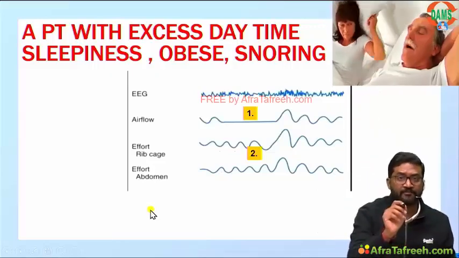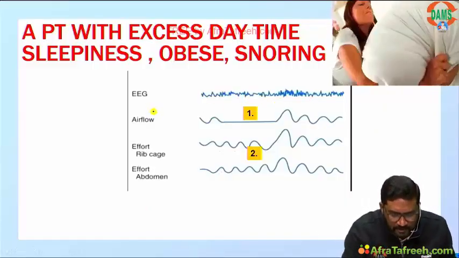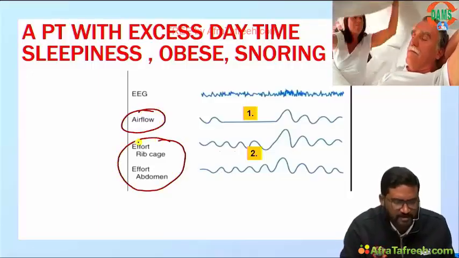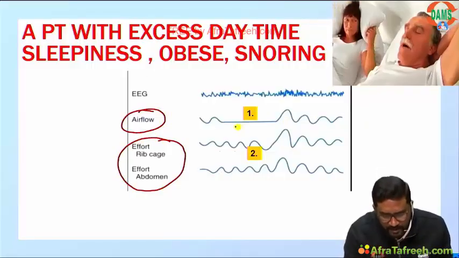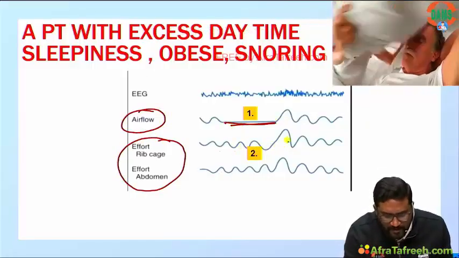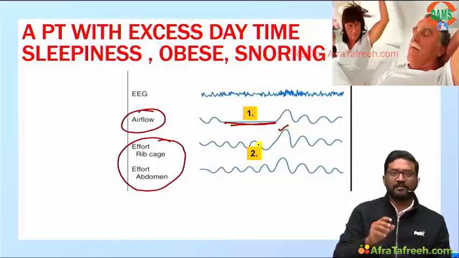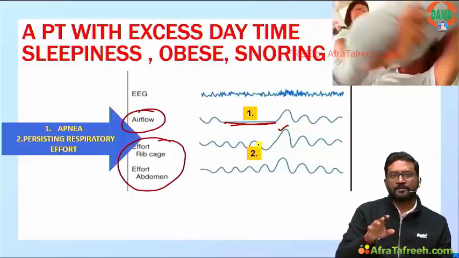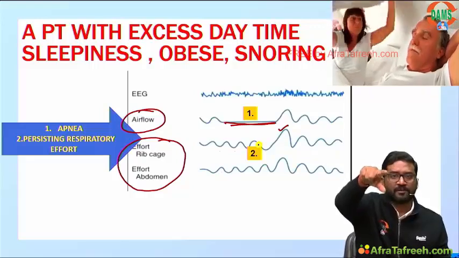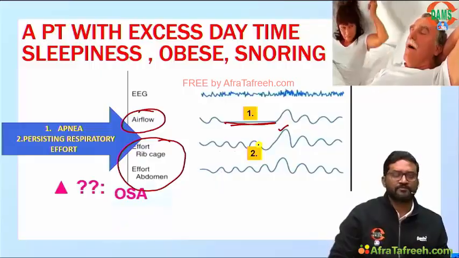Now see here, whenever they give you any PSG finding, only two things you see. How is the airflow? How is the respiratory effort? So here there is no airflow, but still there is persisting respiratory effort. If you see here, after some time respiratory effort is also increased. So no airflow is apnea and there is respiratory effort. It means your brain is working well. As long as your brain is working well, it is not central sleep apnea. It is obstructive sleep apnea.